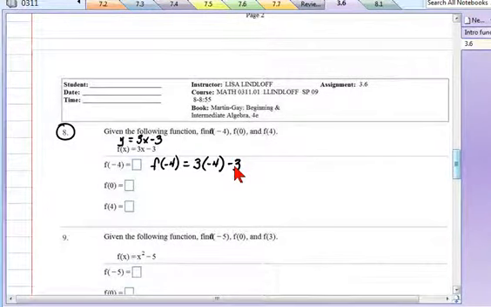And then simplify. And we can simplify in our heads. 3 times negative 4 is negative 12. And negative 12 minus 3 is negative 15.